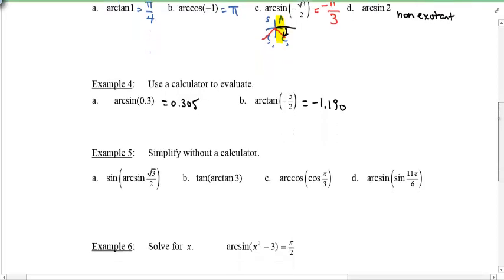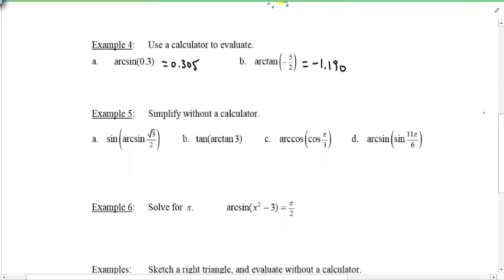Now, simplify without a calculator, it says. So, sine of arcsine. Hey, what do you know about that? Hopefully you remember. Sine of arcsine, those two things are just inverses of each other. They just kind of cancel each other out. You get root 3 over 2. Tan and arctan, right? Inverse functions back to back. Get 3. Arccos and cos, same thing. Pi over 3. And then arcsine of sine, that's 11 pi over 6, right?